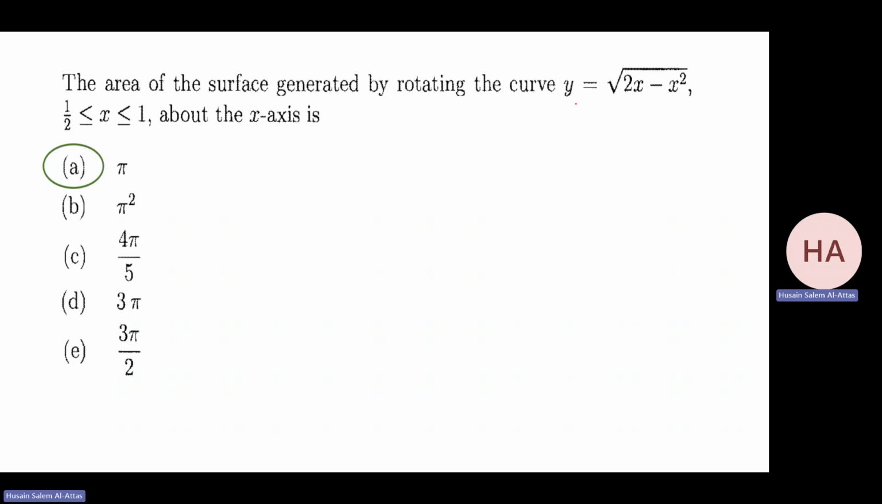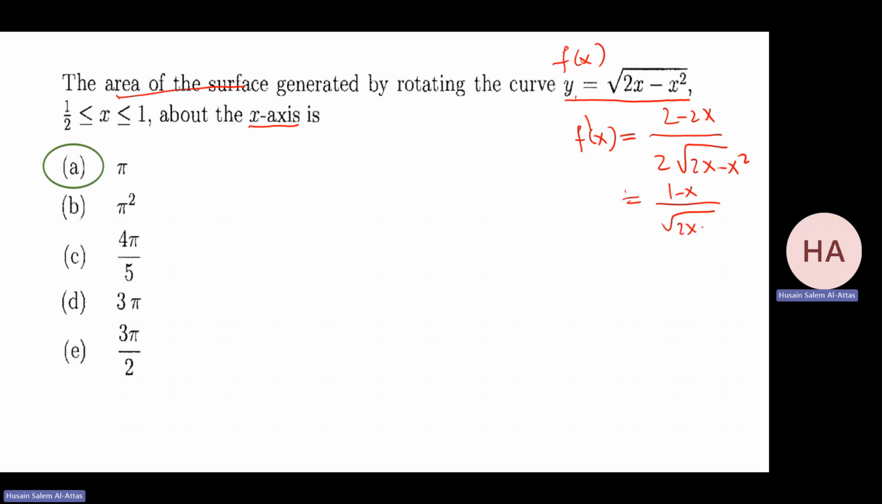So I have this function. This is f of x. I want the area of the surface about the x-axis. So I need f prime. Need to be careful with the calculation. That will be 2 square root 2x minus x square. That will be 2 minus 2x. Okay, that means 1 minus x over square root 2x minus x squared. I took 2 as a common factor in the numerator.